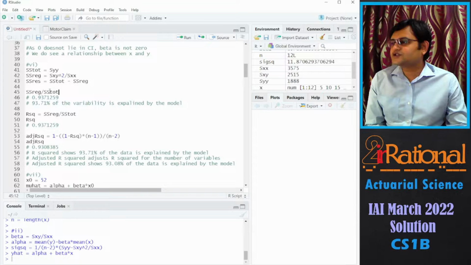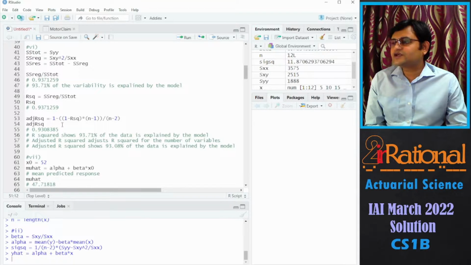Then SS regressed by SS total is going to be 0.9371. That becomes nothing but the amount of variability explained by the model, because it is regression, sum of square of regression divided by sum of square of total. So 93.71% of the variability is explained by the model. R squared will also be exactly the same, because that is how we calculate our R square.